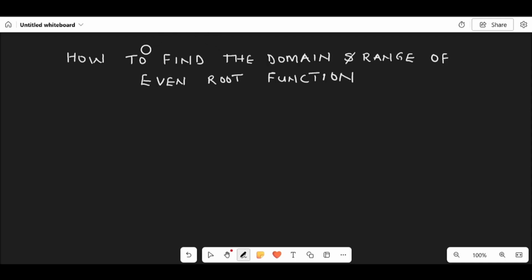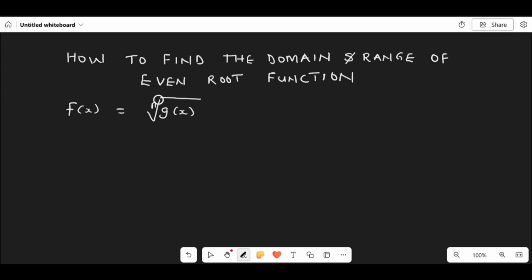How to find the domain and range of an even root function. The general form of an even root function is f(x) equals the nth root of g(x).